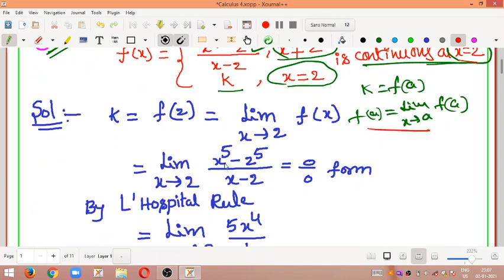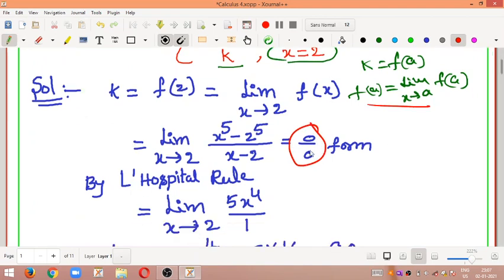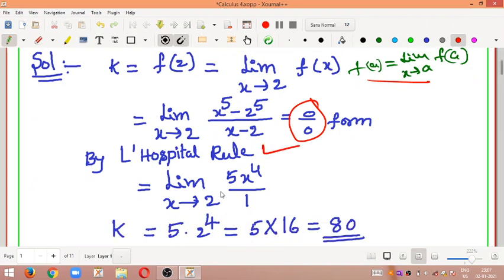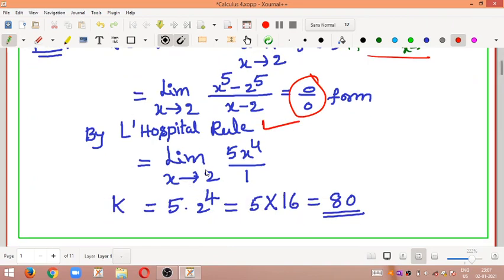F of x is equal to what? x to the power of 5 minus 2 to the power of 5 by x minus 2. Directly, as x tends to 2, this becomes 0 by 0 form. So to avoid this 0 by 0 form, we must follow the L'Hospital rule. So k is equal to limit as x tends to 2, differentiating d by dx of x power 5 means 5 times x to the power of 5 minus 1, that is x to the power 4. This is the differentiation formula of x power n, n into x power n minus 1.